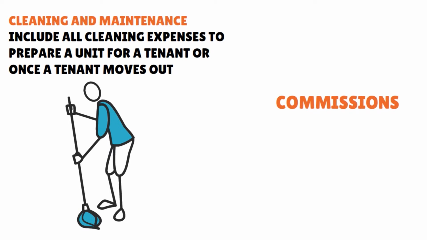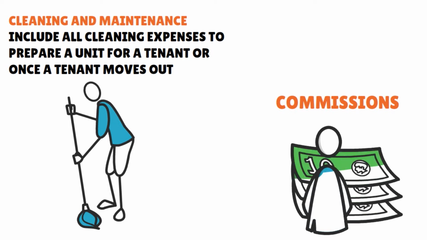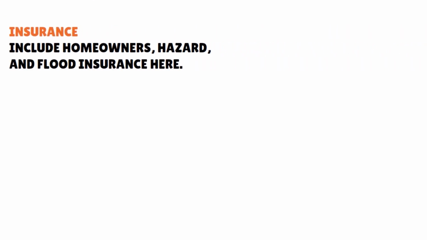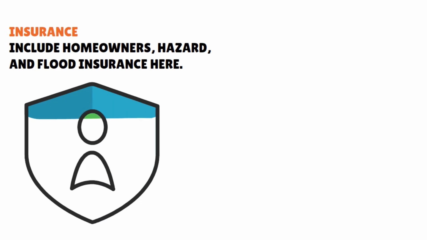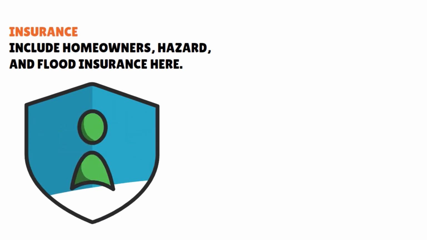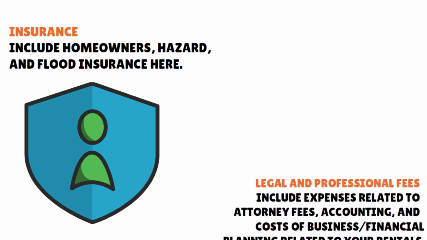Commissions. So if you have a realtor or property management commissions paid to find a tenant for your unit. Insurance. Here I'm talking about homeowners, hazard, and flood insurance. Do not prorate your annual insurance. You will only report the amount of insurance that you actually pay to your insurance company, not the amount that you pay into escrow.